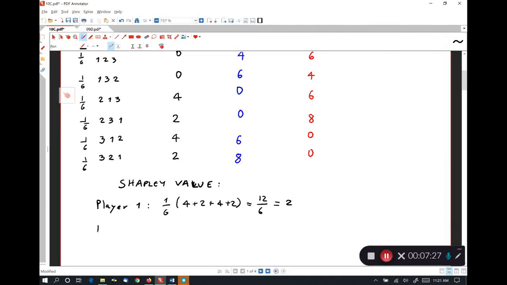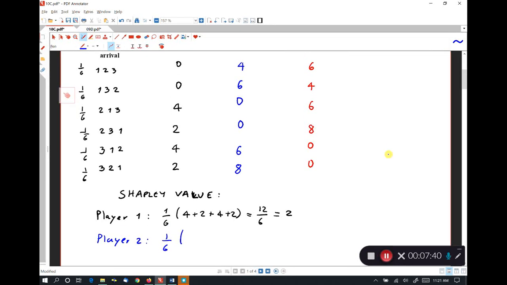For player 2, let's keep the same color. For player 2, it is 1/6 of, and then ignoring the zeros, 4 plus 6 plus 6 plus 8, which is 12, 20, 24 divided by 6, which is equal to 4.